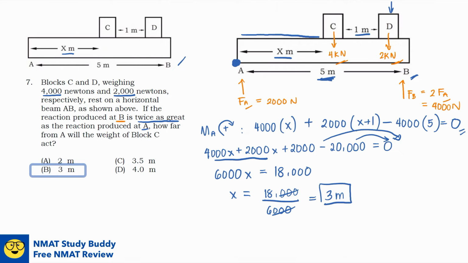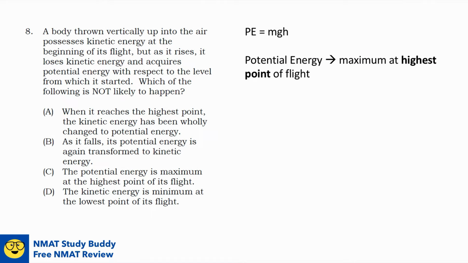Letter B. Number 8, a body thrown vertically up into the air possesses kinetic energy at the beginning of its flight, but as it rises, it loses kinetic energy and acquires potential energy with respect to the level from which it started. Which of the following is not likely to happen?